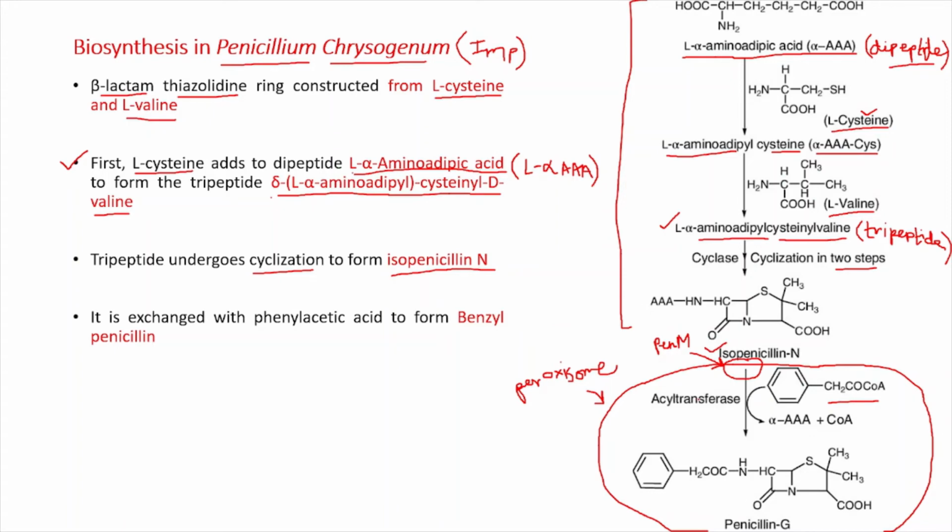Now this phenyl acetyl CoA also needs to be transported within the peroxisomes. So you have another protein which is called the PAT protein, PAT transporter protein, which is responsible for the transport of this phenyl acetyl CoA within the peroxisome. So once the PAT transporter protein transports phenyl acetyl CoA within the peroxisomes, then in presence of acyl transferase, there is an exchange reaction and you have isopenicillin G formation from isopenicillin N. So isopenicillin N is exchanged with phenyl acetic acid or phenyl acetyl CoA to form benzyl penicillin or penicillin G.